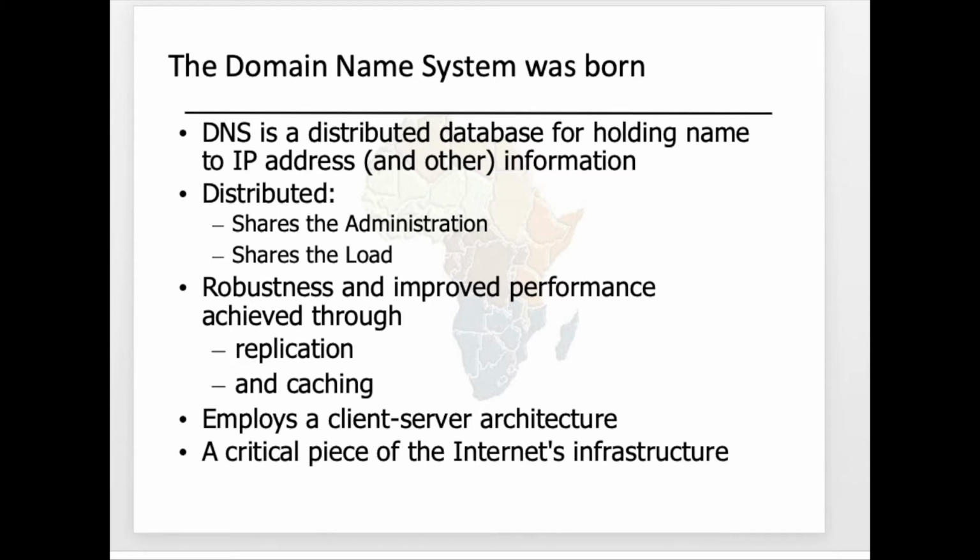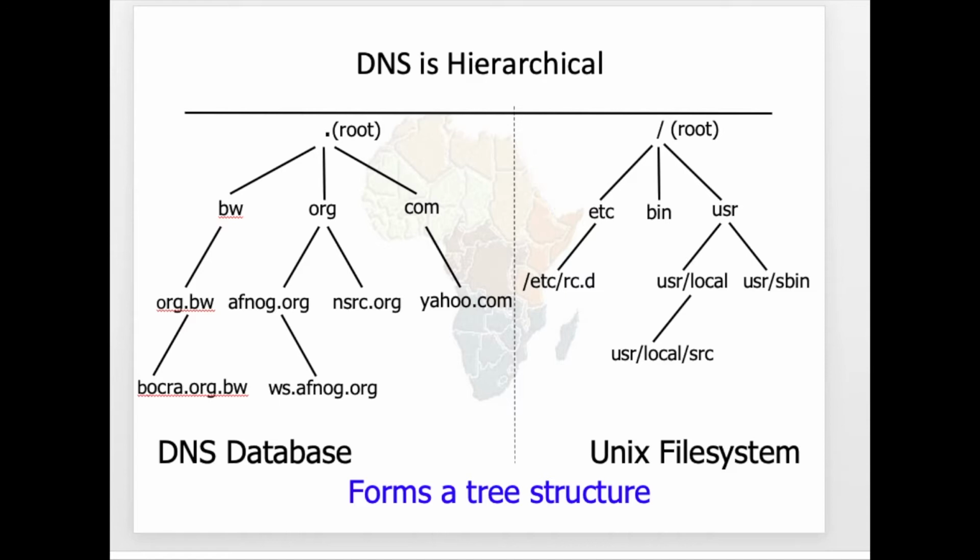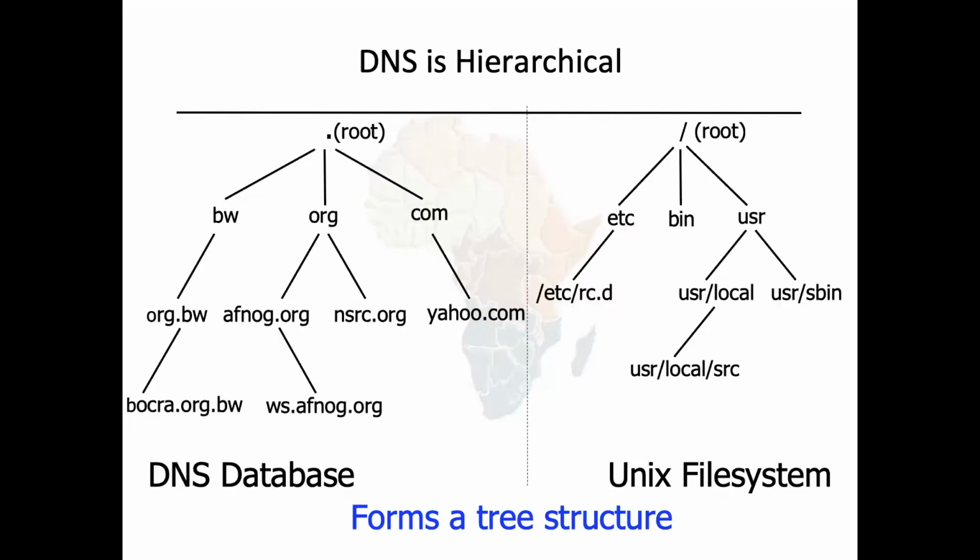It's quite robust, especially these days. There's a lot of redundancy built into DNS, a lot of replication, caching, which we're going to talk about, and it's a client-server architecture, which is now a critical part of the internet. In fact, without DNS, it would be very difficult to find your way around on the internet. So DNS is described as hierarchical. What that means is it follows like a root and tree structure, as you can see there. Everything starts with the root.